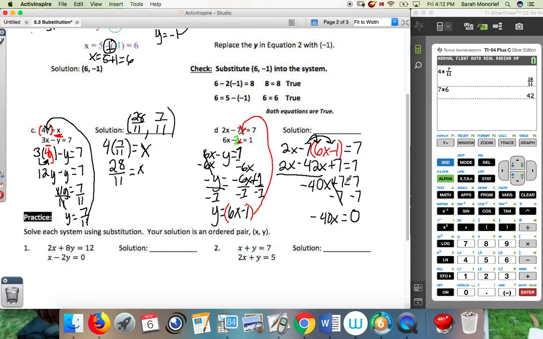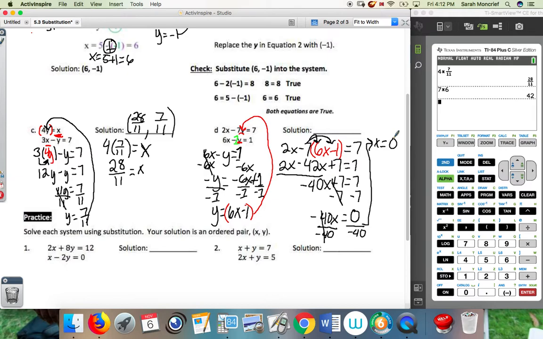Alright, negative 40 and x are multiplying by one another, so in order to get rid of multiplication, we will divide. So let's go ahead and divide both sides by negative 40. And what is 0 divided by negative 40? What is it, everybody? You're right, it is 0. So we have x is equal to what? 0.